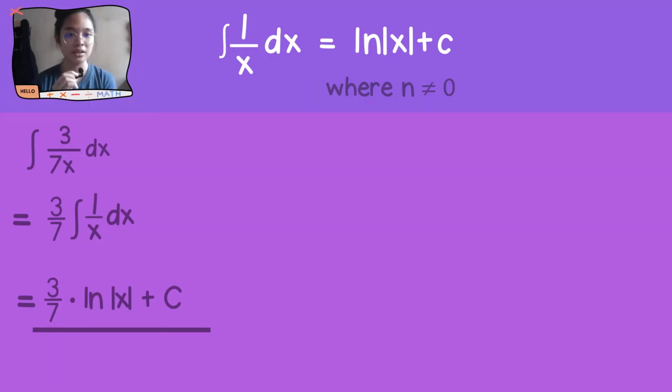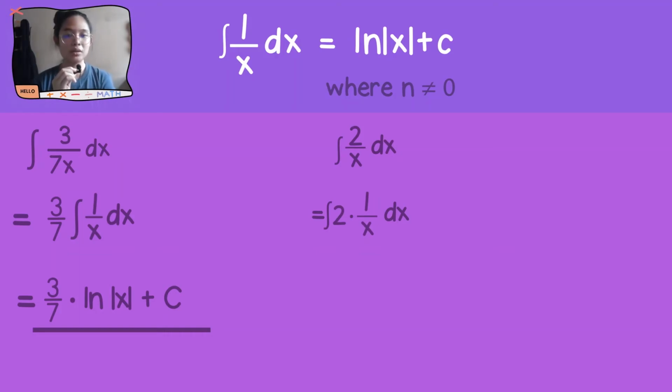as our final answer. How about this second problem that we have, which is the integration of 2 over x dx. The same thing is also applied. All you have to do is take out the 1 over x from the function 2 over x. So that is why we need to separate the 2 from the function 2 over x.